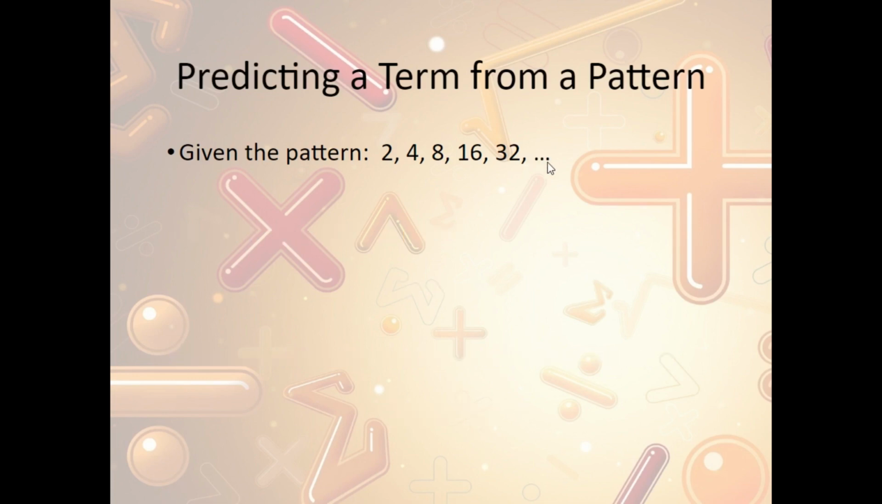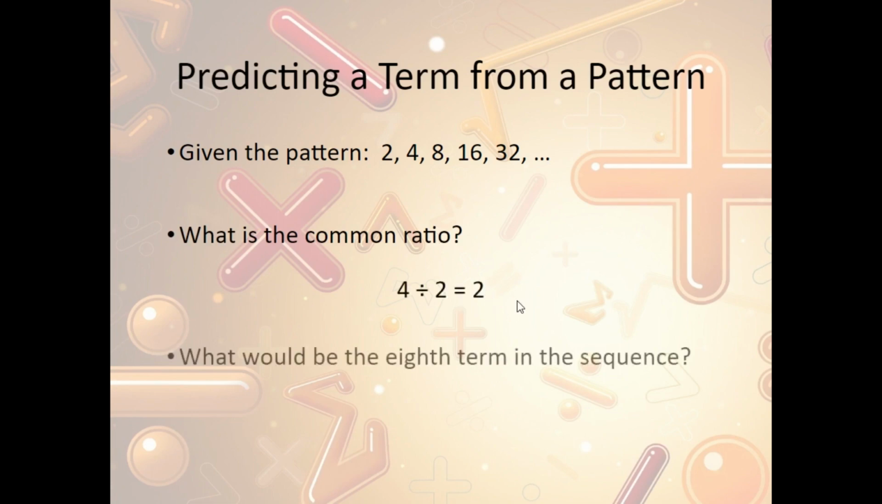Again, let's look at another example. What is the common ratio? We know that the common ratio is 2. Now what would the 8th term be? Well, this is the 1, 2, 3, 4, 5 term. So we need to multiply by 2 3 more times. So this is 32 times 2 times 2 times 2. When we multiply that all out, we get 256. So our 8th term would be 256.